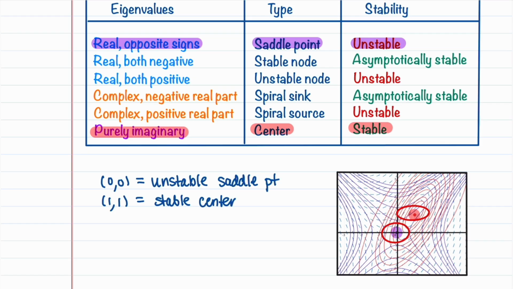This is exactly why we need linearization. A single global matrix A would never capture both of these. You need the local Jacobian at each critical point to tell the full story. And that's it. You now know how to linearize a nonlinear autonomous system and find and classify its critical points.